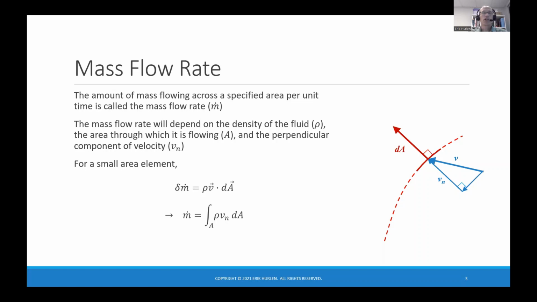Looking at an incremental area dA, the mass flow rate will depend on the density of the fluid, as well as the component of velocity perpendicular to the area dA. Therefore, the incremental mass flow rate, delta m dot, is equal to rho, the density, times the dot product of the velocity v and the incremental area vector dA. Alternatively, the mass flow rate can be calculated by integrating this expression to get that m dot equals the integral over some area of density times the normal component of velocity passing through that area.